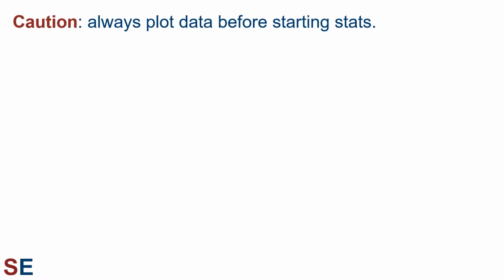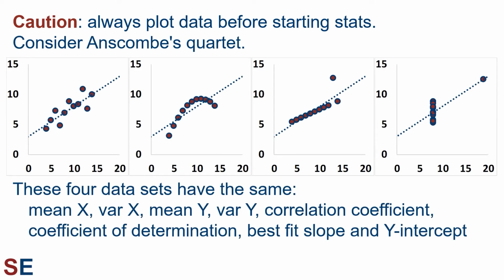Before we continue, a caution. It's important to always look at the data values using an XY plot before continuing with an analysis. This is because plotting the data may reveal mistakes in the dataset or situations in which a correlation or regression analysis is inappropriate. Consider Anscombe's quartet. That's the four datasets shown in the figures here.